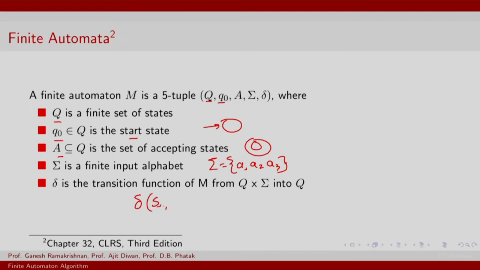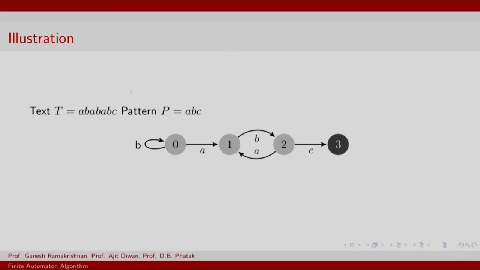So delta at S1 with input A1 took you to S2 and so on. So you can list all the deltas associated with the finite state automaton illustrated on the previous slide. Now what you want is to construct an automaton that will exactly accept strings corresponding to the pattern. So let's illustrate with an example. We have pattern P equals ABC and we need to see what are the matches of ABC in the text ABABABC. I have constructed this finite state automaton corresponding to the pattern.